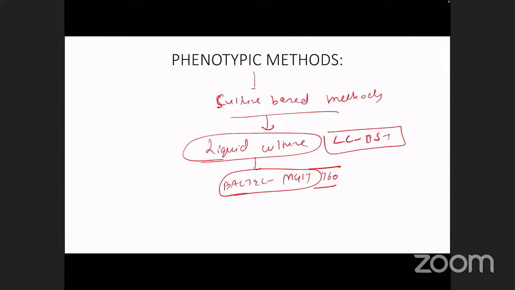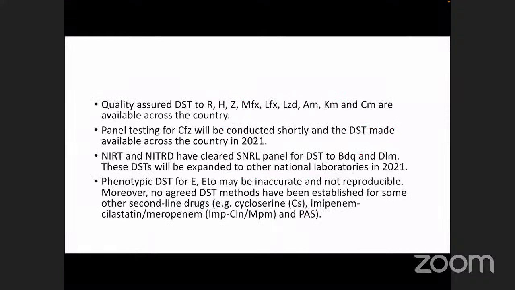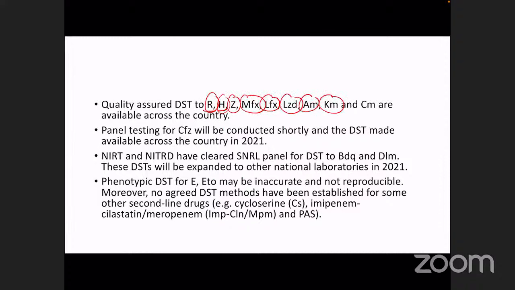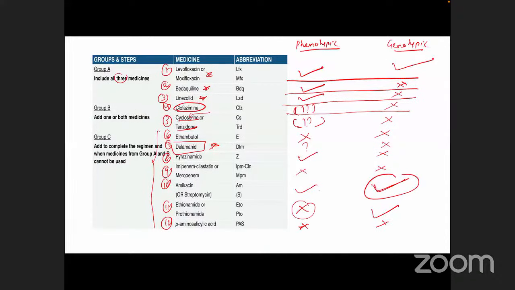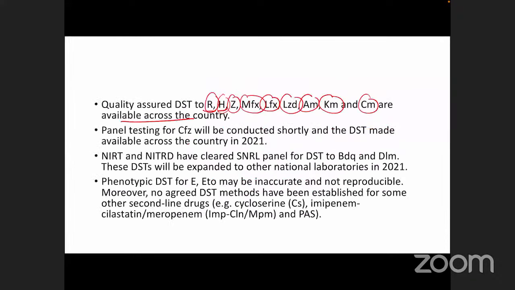Okay, and this is very important, I copied this statement from the guideline. Quality assured DST to rifampicin, isoniazid, pyrazinamide, moxiflox, levoflox, linezolid, amikacin, kanamycin, and capreomycin are available. Let me just correct this small thing. For these, yes, it is available. So it is available across the country routinely.